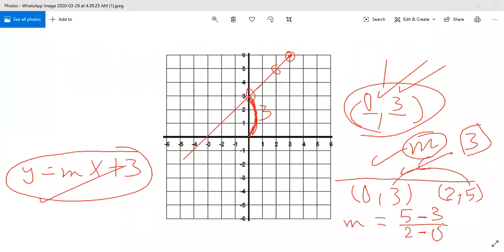Excellent, girl. MashaAllah, excellent. So who can complete? Rawan? 5 minus 3 equals 2, over 2. MashaAllah. 2 over 2 equals what? Equals 1. So the gradient of the straight line is 1, and the y-intercept is 3. Who can write the equation of the straight line?